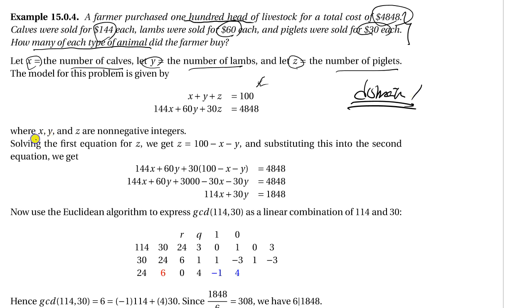So it's like this. Who says the farmer must buy at least one of each of these animals? So to match this condition, maybe the farmer didn't buy piglets. It's possible, right? So this x, y, z could be zero. But other than that, it should be positive integers, right? There's no way to have negative two piglets, right? Like that. So that's the hidden condition.